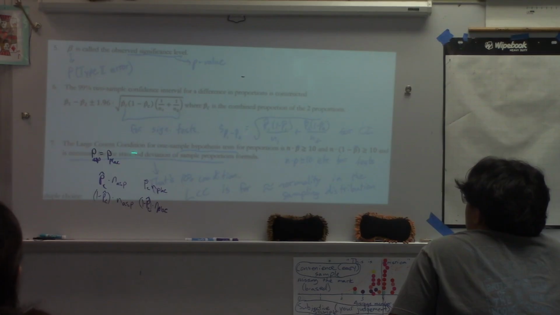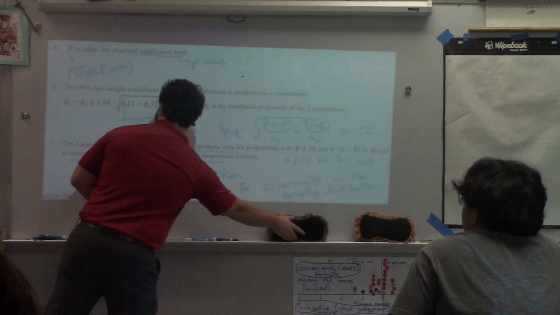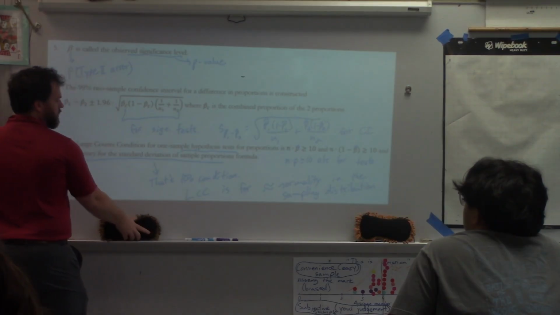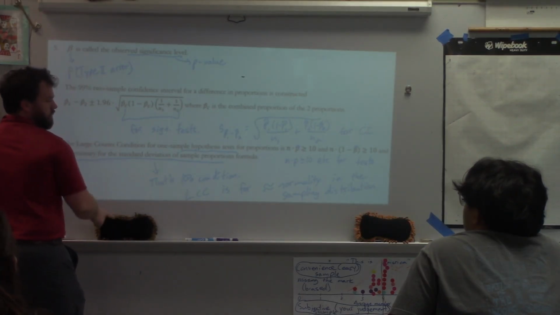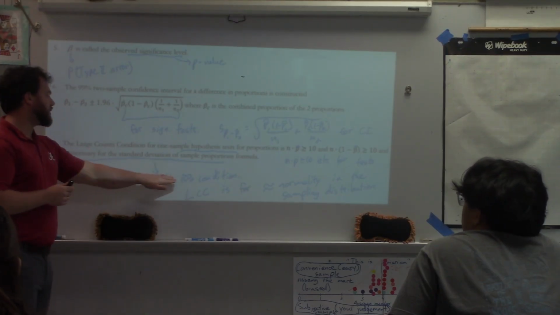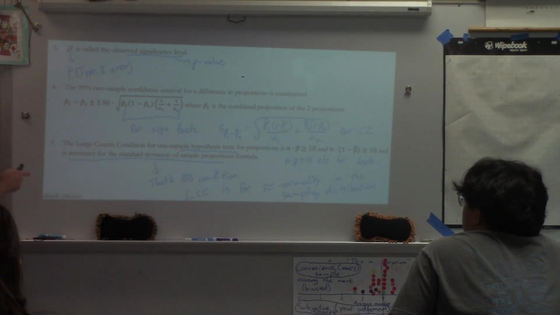And then large counts condition for one sample, n times p, not n times 1 minus p. And it's not necessary for the standard deviation. What's necessary for the standard deviation formula of the sampling distribution? 10%. If you're sampling without replacement, the 10% condition is for the standard deviation of the sampling distribution. That's my large counts right there.